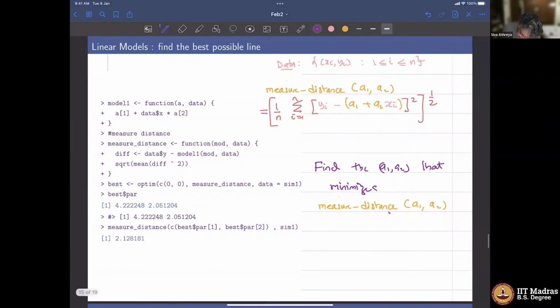Once you do this, then you know exactly the answer. You can do it by hand if you can do calculus, but R has an optimum function. You can use that function to do it. It finds the best intercept is 4.22 and the best slope is 2. So then you can go and plot it. Let's go and plot the line.